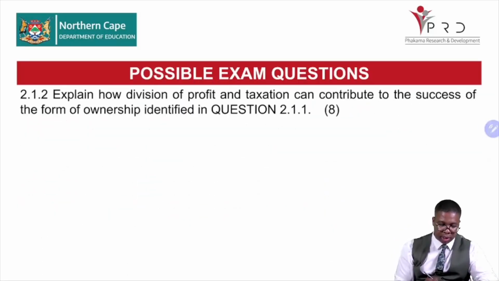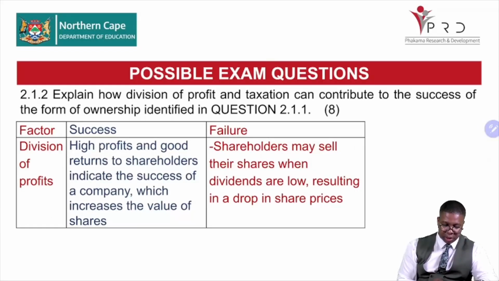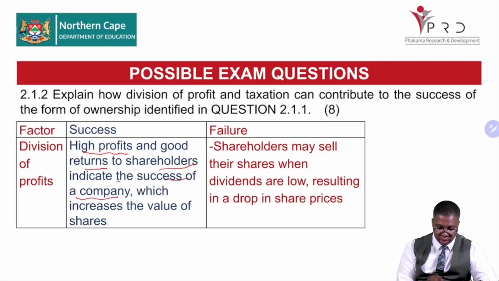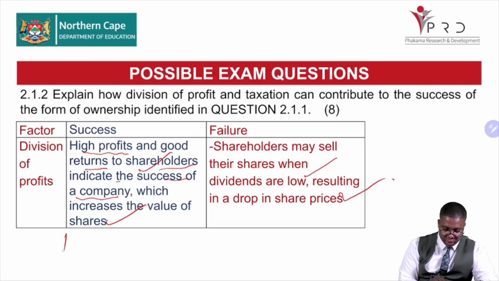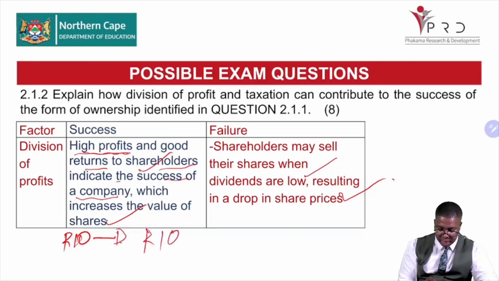Then we move to the solution again, division of profit. How will profits be divided? And how will this contribute to the success? That high profits and good returns to shareholders indicate the success of a company, which will increase the value of shares. That's correct. But the failure is that shareholders may sell their shares when dividends are low, resulting in a drop in the share price. So with the success, we are saying if the share price is 10 Rand and the company is doing very well and getting high profits, the share price can move from being 10 Rand for each share to being 100 Rand.